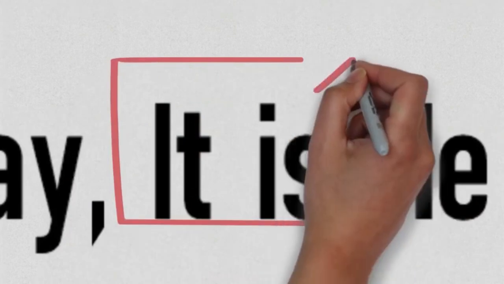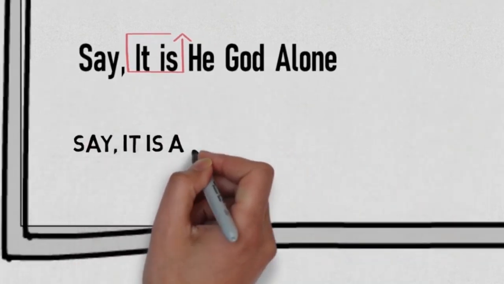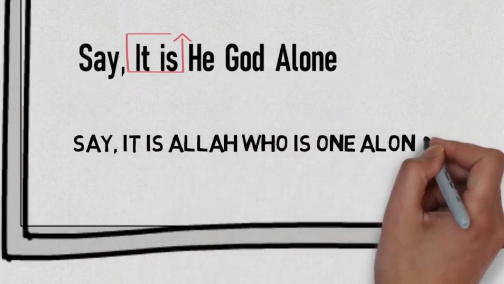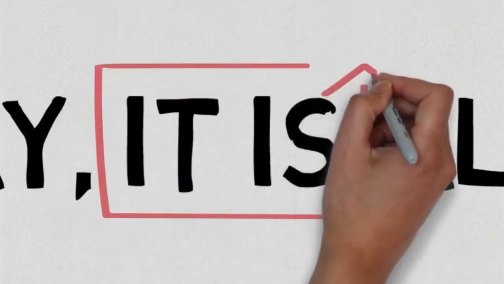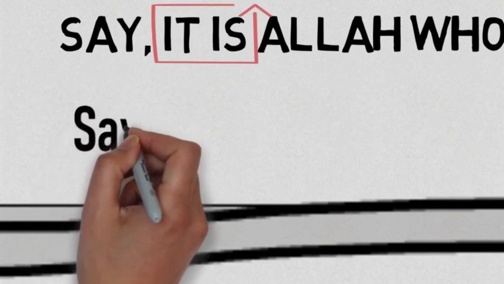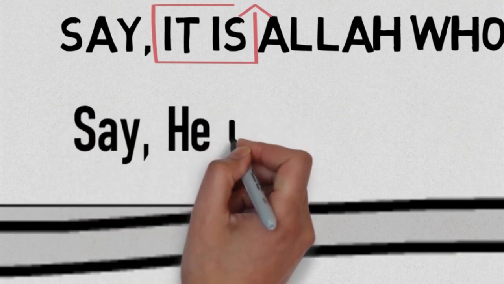So we can say قل هو الله أحد, say it's He, God alone. Or say it's Allah who is one alone. If we translate it as say He is one God or say He is God alone, we won't reflect the structural meaning of the verse.